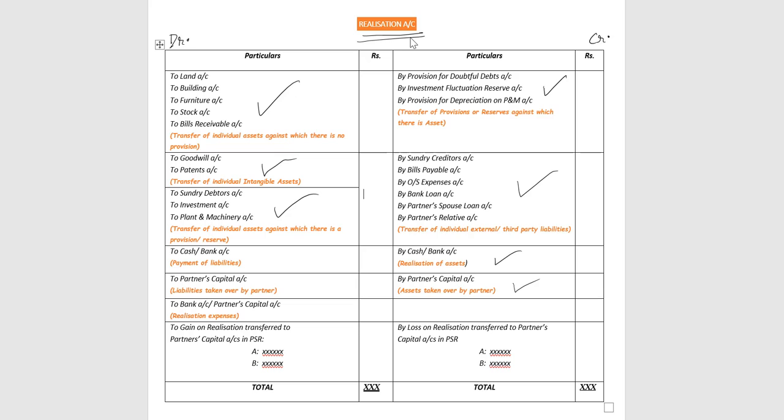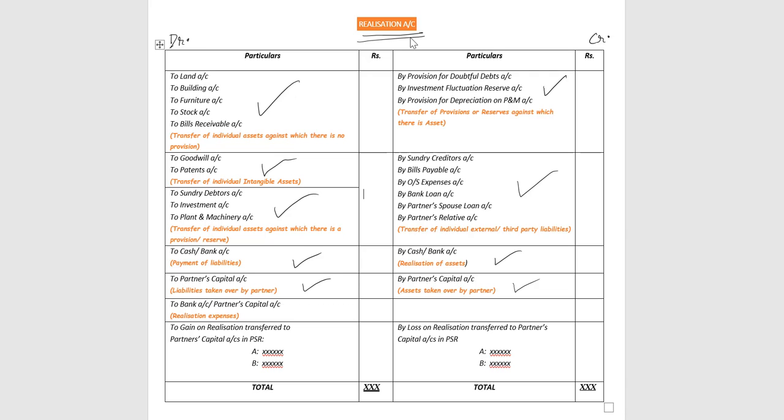For liabilities paid off, we will write to bank account, and where any liability is taken over by partner, we will write to partner's capital account. The value at which the liability has been taken over by the partner as well as the amount which is paid for each individual liability needs to be specified in the inner column.